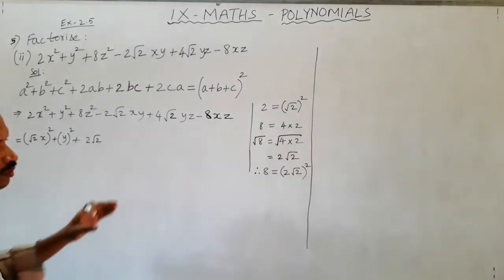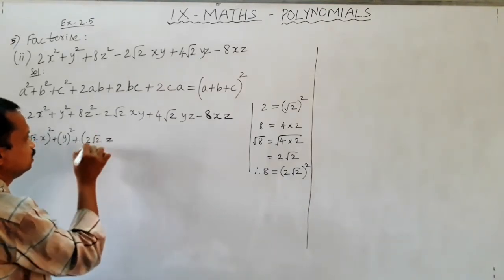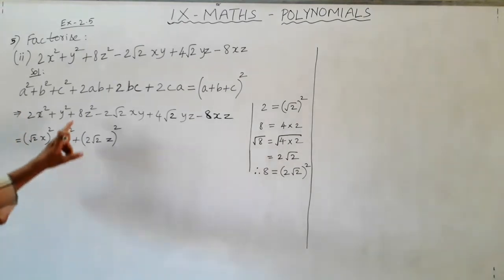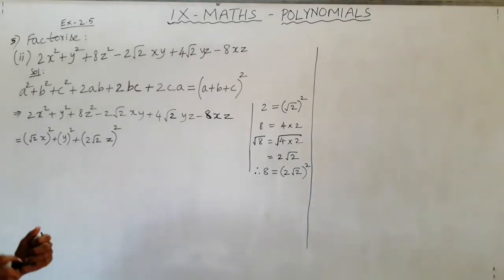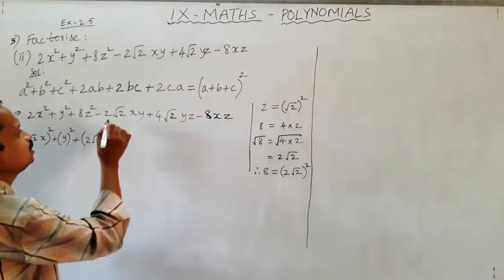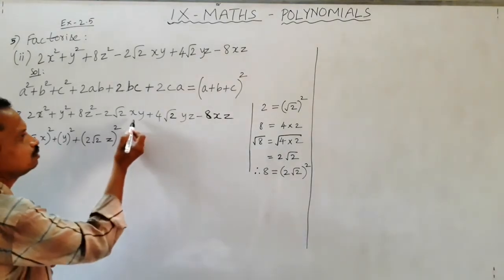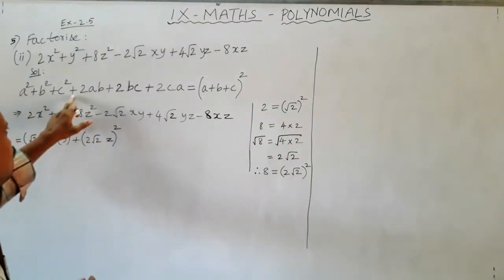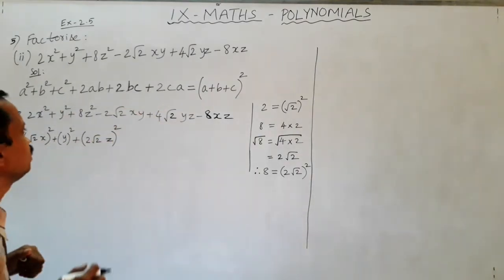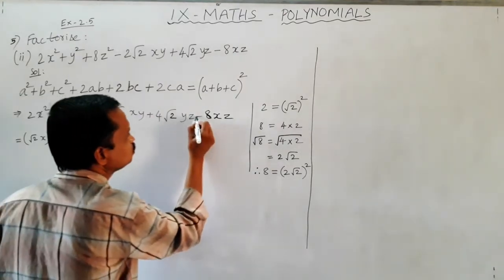For 8 we can write 2 root 2 whole square, but z is there, so put z and then whole square. Clear? For 8, 2 root 2, and then for z square, z, and then put whole square, then it will factor. And then minus 2 root 2 xy is there. You see now one point I am going to say here. This is xy term and this is xz term. Okay, but in the identity everywhere plus is there, but here minus, here one minus. You see, here is one minus and here is one minus.